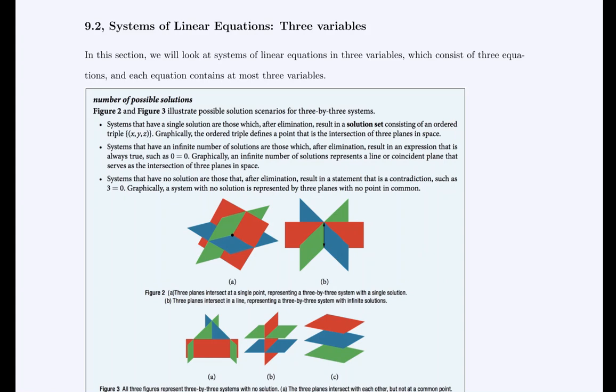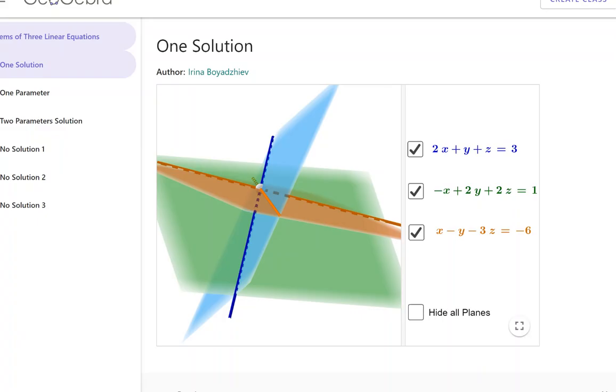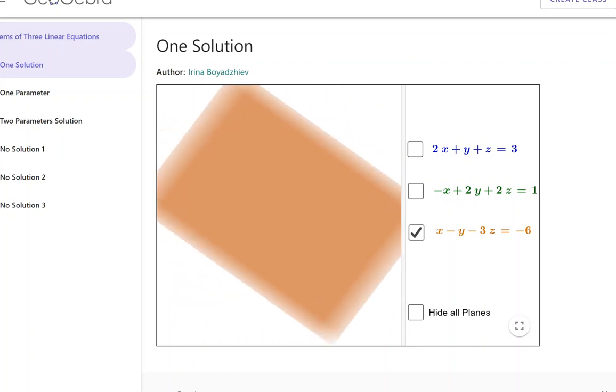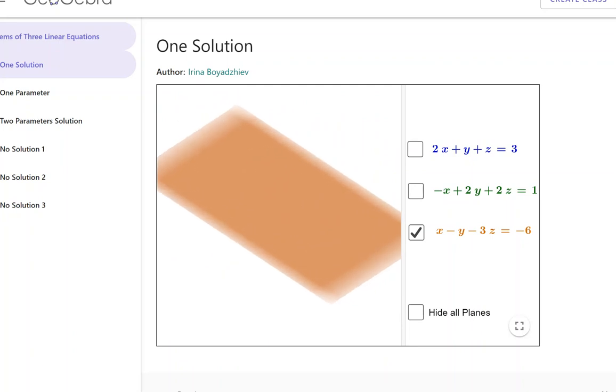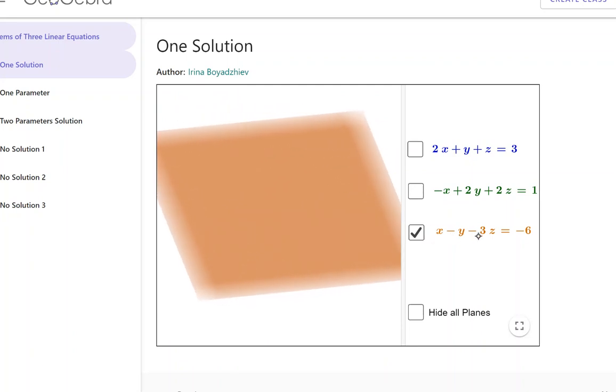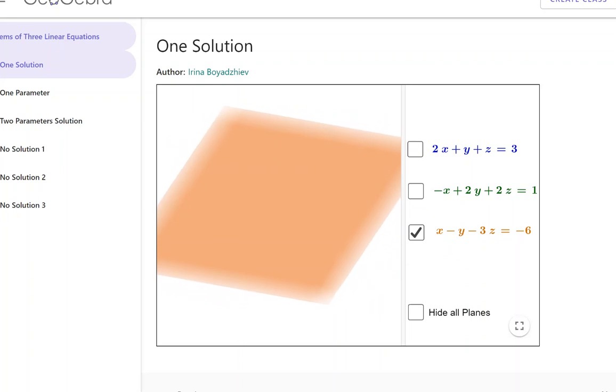Similar to last section, we're still going to be looking at systems of equations, but instead of a system of two linear equations, now we're going to look at a system of equations in three variables. So it's going to be three equations, each in three variables, and I think we can be helped to visualize this by realizing that a linear equation in three variables is just a plane in three-dimensional space. So right now we're looking at the plane x minus y minus 3z equals -6.